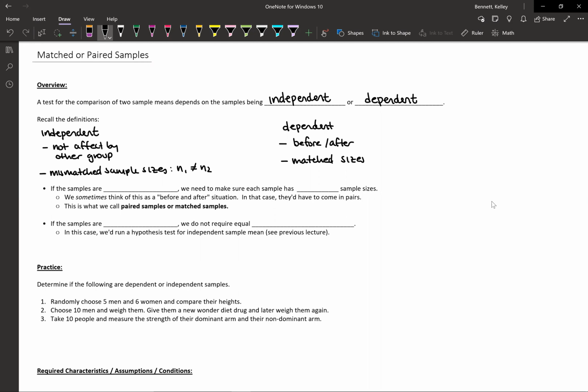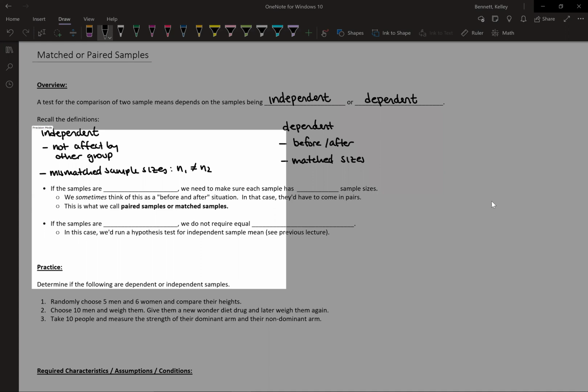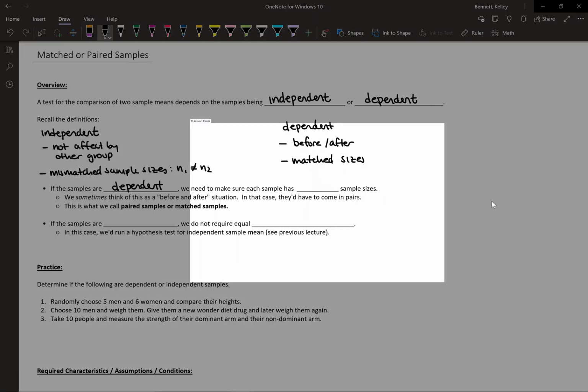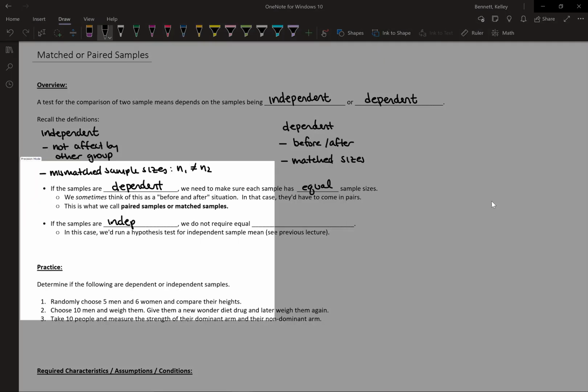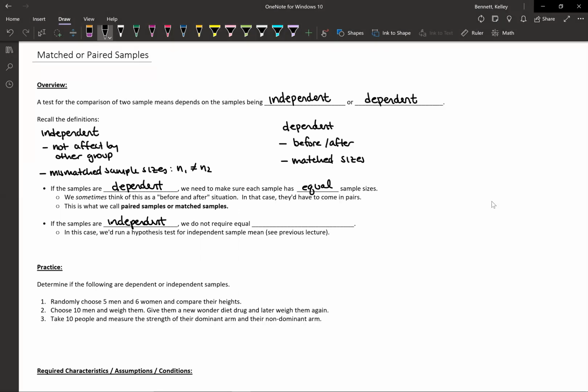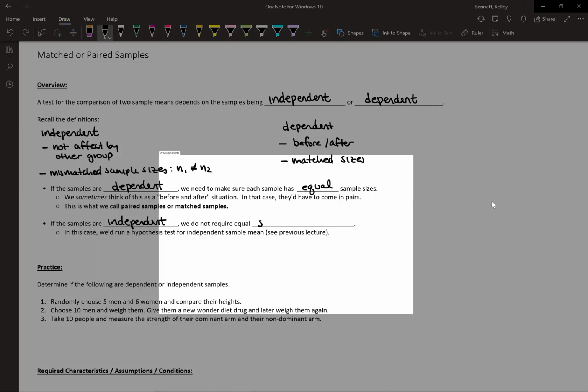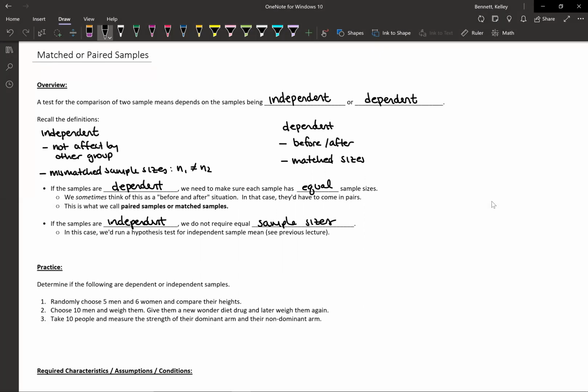Okay, so if the samples are dependent, then we need to make sure that each sample has equal sample sizes. That's what we just said. And then if the samples are independent, we do not require equal sample sizes. All right. So let's just see if we can figure out if some things are dependent or independent.